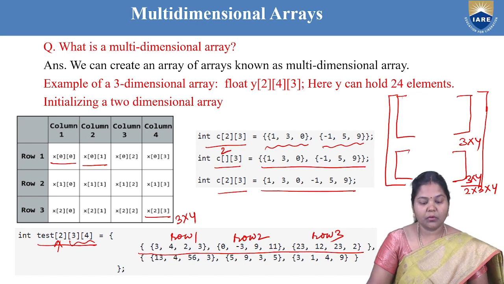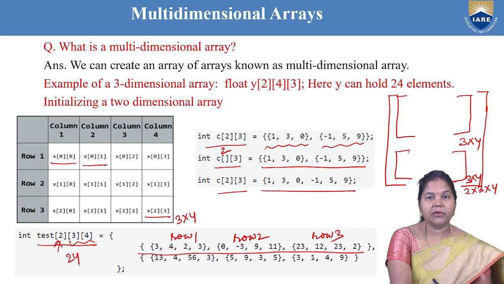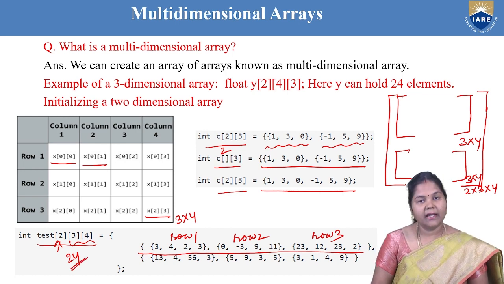Otherwise, if the values are given continuously, there are 24 elements. 3 by 4 means 12 into 2, so there are 24 elements. All these 24 elements, if you give them in contiguous order also, it will group them according to the declaration of the matrix and according to the size of the matrix.